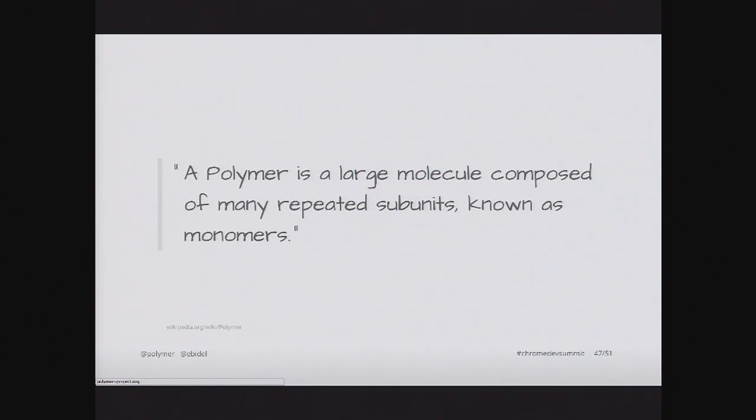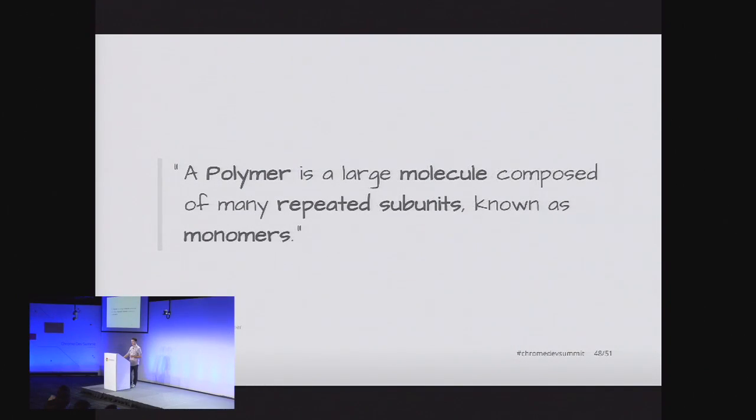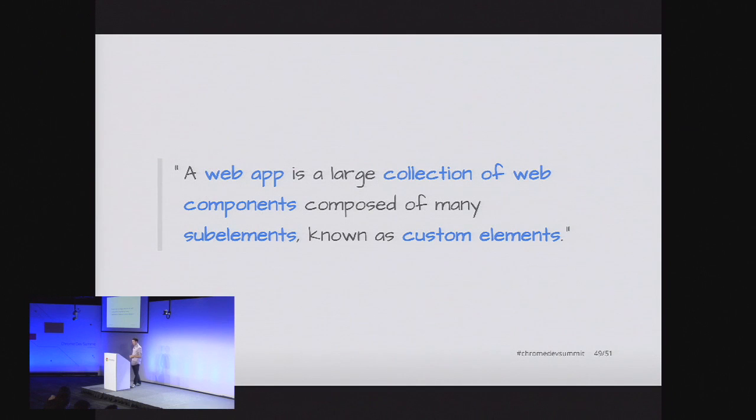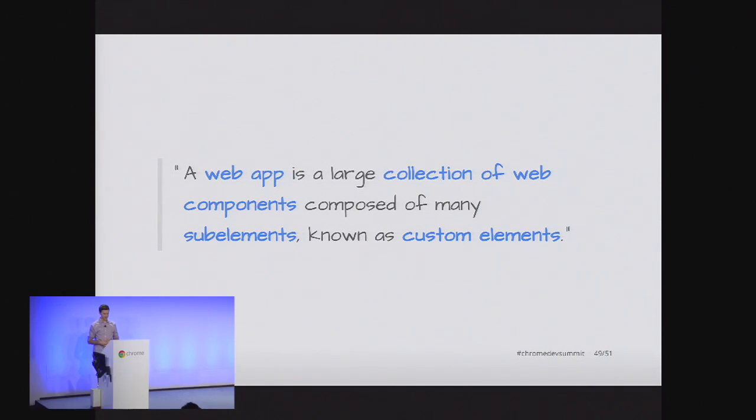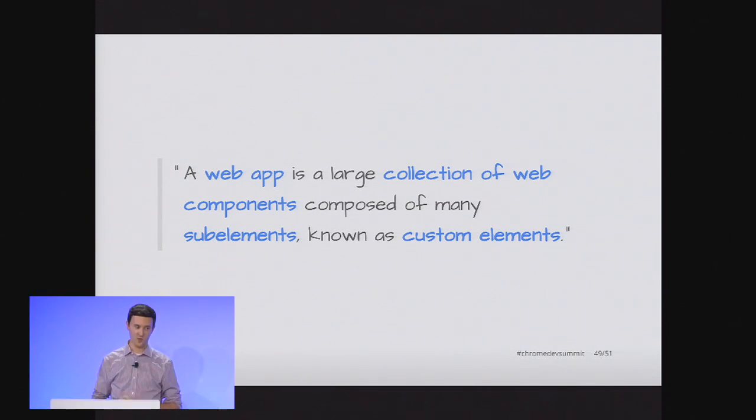As I was researching this topic and preparing for this deck, I looked up Wikipedia and looked up the definition of polymer. And polymer is a large molecule composed of many repeated subunits known as monomers. I don't know if you guys knew that. But I read this and I was like, whoa. If we replace a couple of words here, I actually read this as, a web app is a large collection of web components composed of many sub-elements known as custom elements. So you're building components out of components, out of components, out of components. And those are known as custom elements. So I think that's really cool.